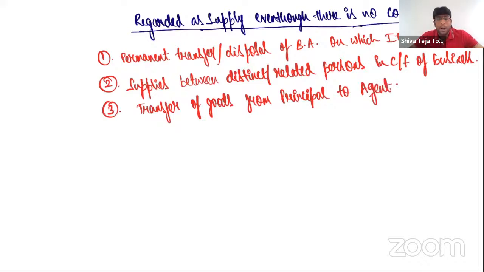Transfer of goods from whom, sir? Principal to agent. So if there are any goods being transferred from principal to agent, that transaction is also regarded as supply, even though there is no consideration.